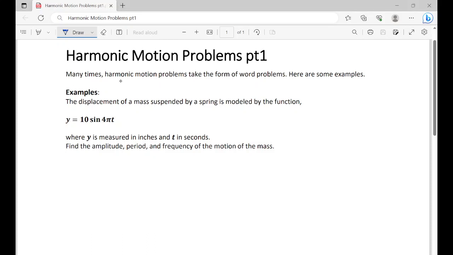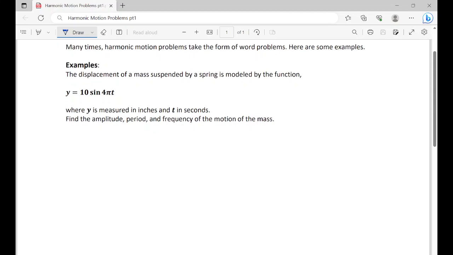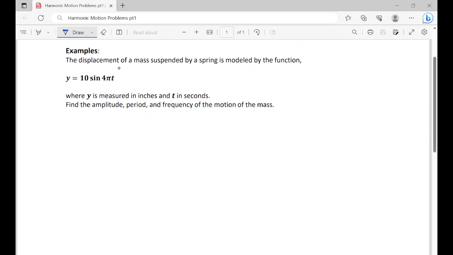Many times, harmonic motion problems take the form of word problems. So here's some examples. The displacement of a mass suspended by a spring is modeled by the function y equals 10 sine of 4 pi t, where y is measured in inches and t is in seconds. We're going to find the amplitude, the period, and the frequency of the motion of this mass.